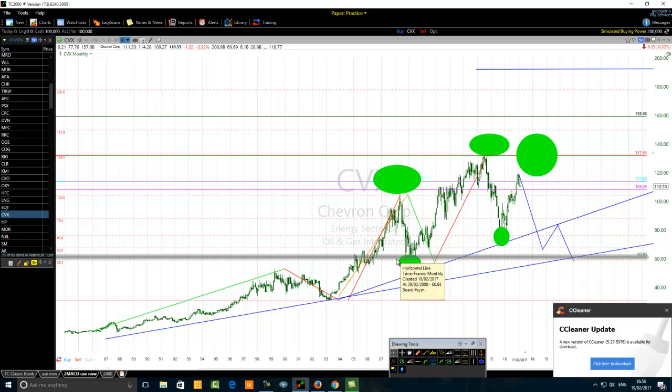Because there's a resistance here. The price breaks above, and if it closes below that resistance, those traders may be thinking that, okay, we have a head and shoulders chart pattern, and they will be trying to sell it down.